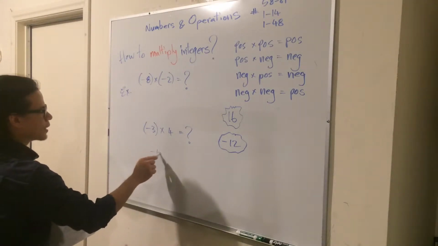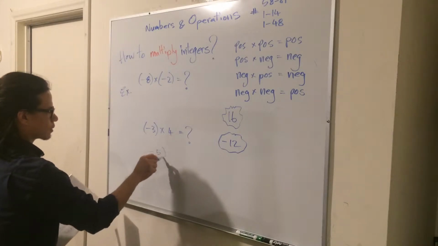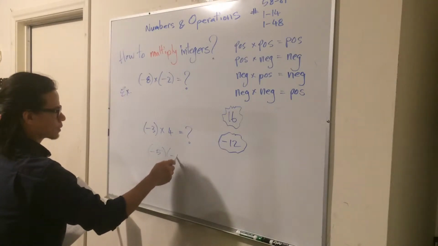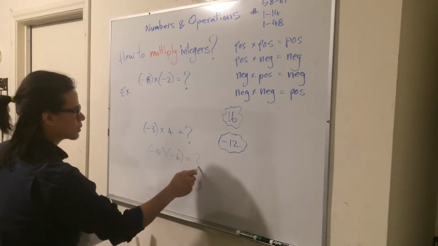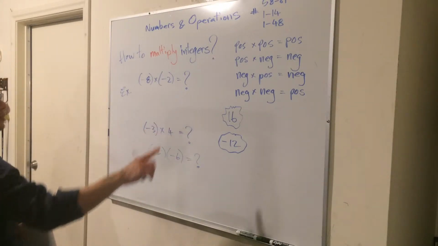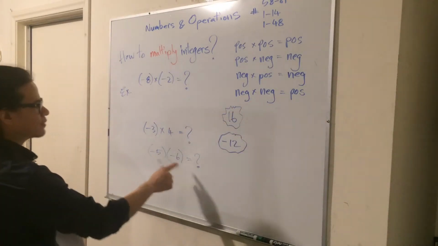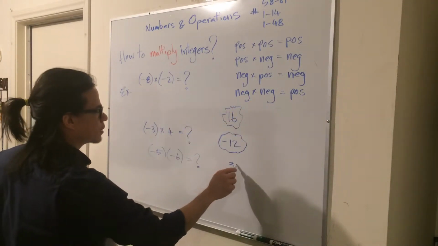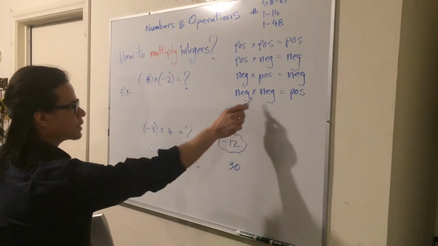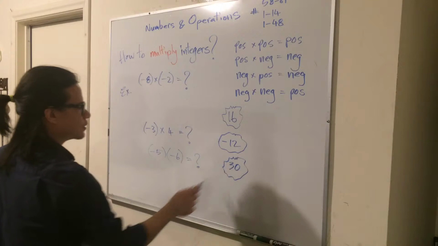Negative 5 times negative 6 equals what? Okay. Negative times negative, our answer, no matter what, is going to be positive. So 5 times 6 is 30. And like the rule says, negative times negative is positive, so we'll leave it at positive 30.